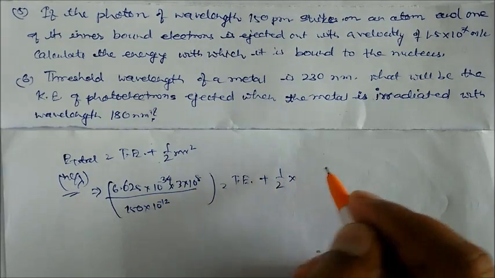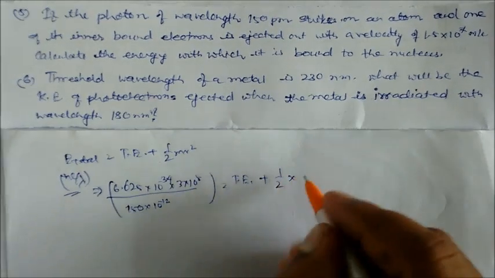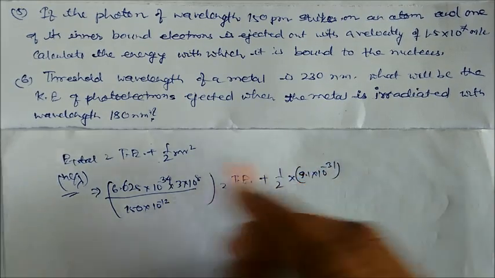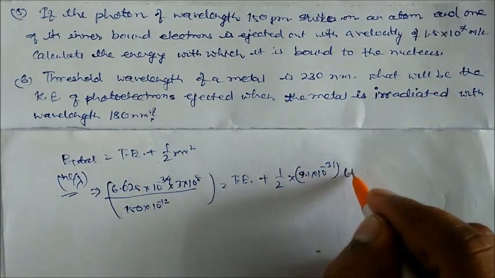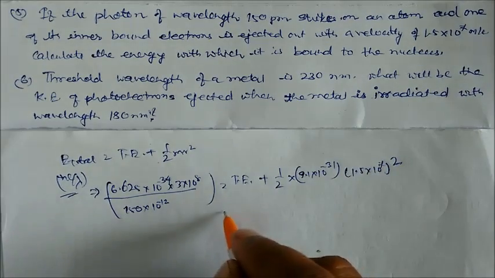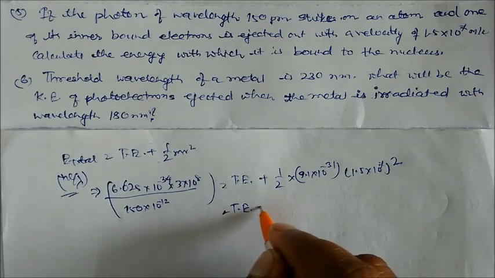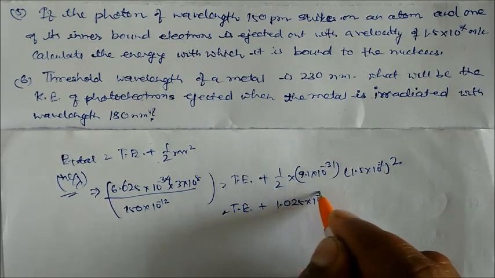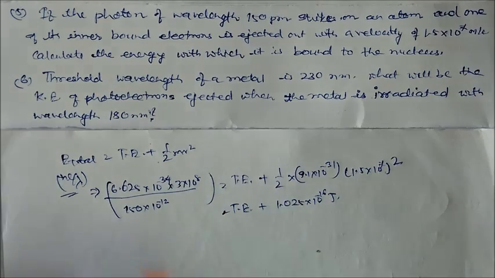This is the energy again. Mass of the electron is 9.1 into 10 to the power minus 31, and velocity again 1.5 into 10 power 7, whole square. So threshold energy is equal to 1.025 into 10 to the power minus 16 joule, and this you will get here.